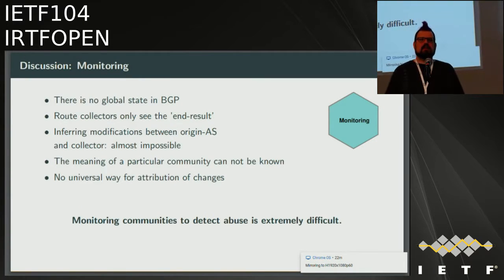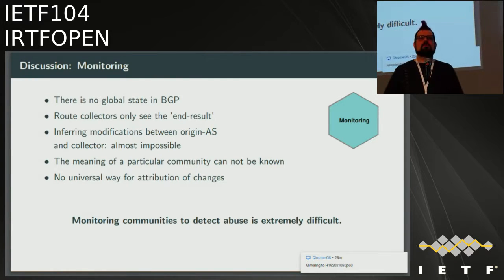Monitoring is another field full of misunderstandings. We know there is no global state in BGP. It's a highly distributed system. And even if we look at all of the route collectors that are available, we will only see the end result recorded at these collectors. We do not know what has happened on the path between peers. Even if you are able to look into looking glasses manually, it's very hard to spot differences. So inferring modifications between the origin, or the AS setting communities, and the collector is almost impossible.